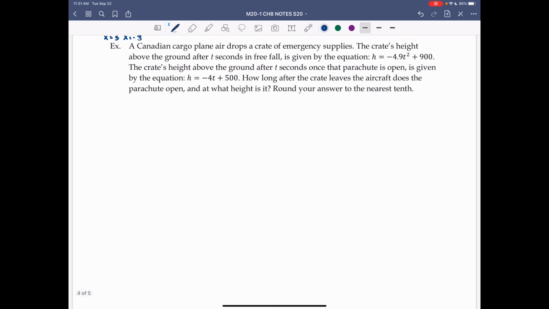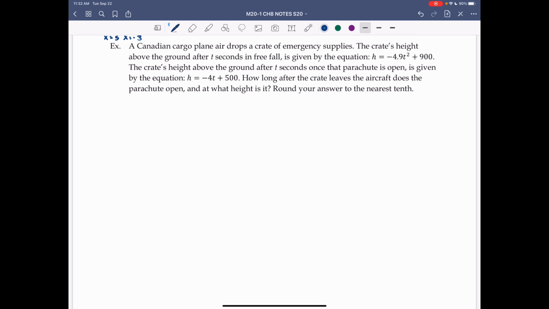Next word problem. A Canadian cargo plane airdrops a crate of emergency supplies. The crate's height above the ground after t seconds in free fall is given by the equation h equals negative 4.9 t squared plus 900. The crate's height above the ground after t seconds once the parachute is open is given by the equation h equals negative 4t plus 500. How long after the crate leaves the aircraft does the parachute open, and at what height is it? Round your answer to the nearest tenth.